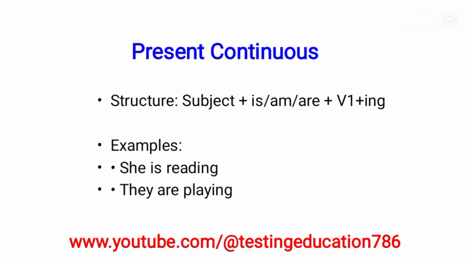Its second form is present continuous. Present continuous tense shows action happening right now. Its structure is subject plus is, am, are plus first form of verb plus ing. For example, she is reading. They are playing. Always say she is playing. Do not say she is play. Also remember that after is, am, are, use the ing form. It's also known as the fourth form of verb.